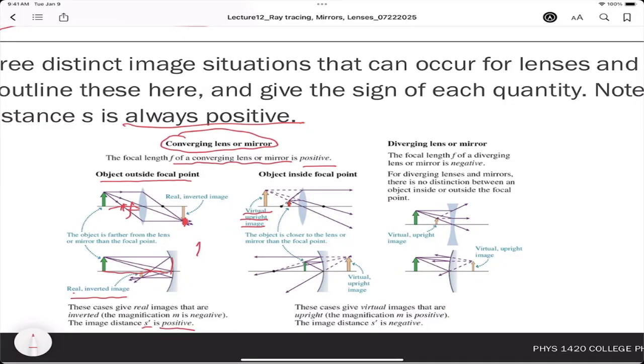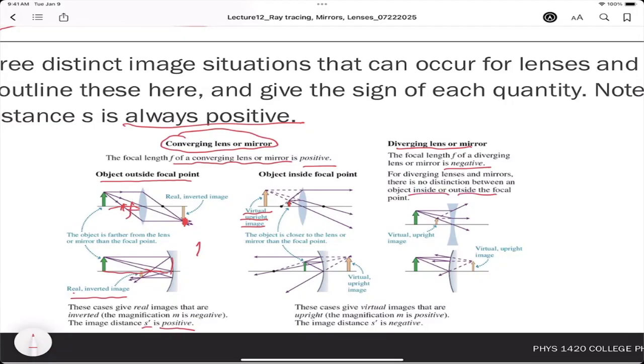These cases give virtual images that are upright. Also, for divergent lenses or mirrors, the focal length f is negative. For divergent lenses and mirrors, there is no distinction between an object inside and outside the focal point.